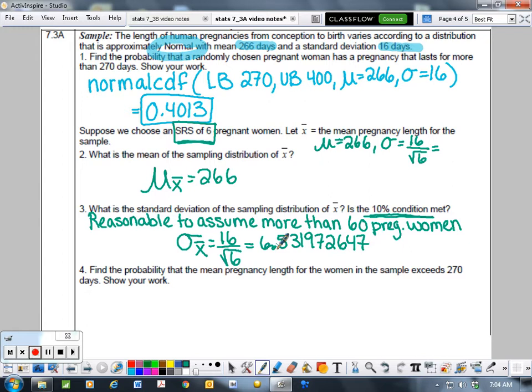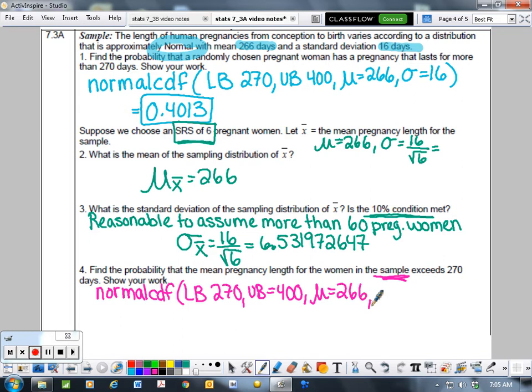Find the probability that the mean pregnancy length for women in the sample exceeds 270 days. So now we're talking about the probability in the sample, so we're using that sampling distribution information. So again, a normal CDF. Our lower bound is going to be like before, 270. Upper bound like before, 400. Mean, 266. And our standard deviation is going to be the standard deviation of the sampling distribution, which is smaller. It's 6.53197, and so on and so forth. And so now we can plug that into our calculator.